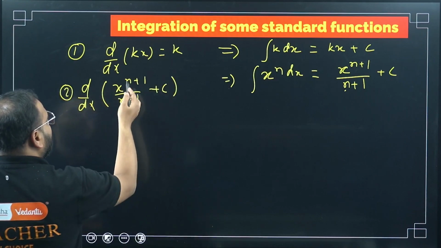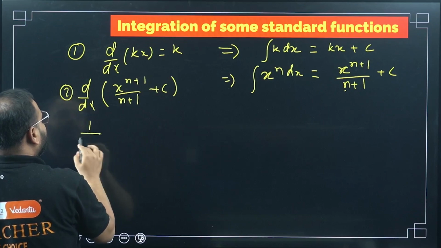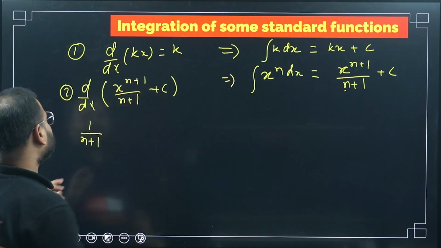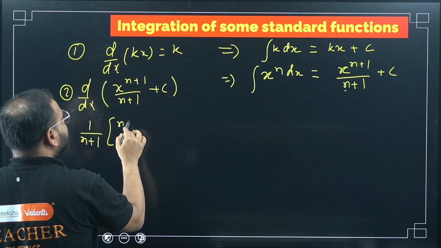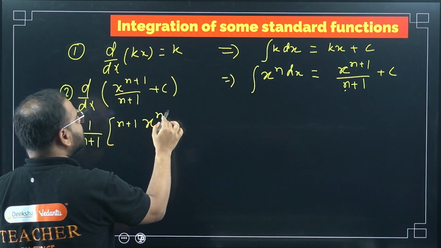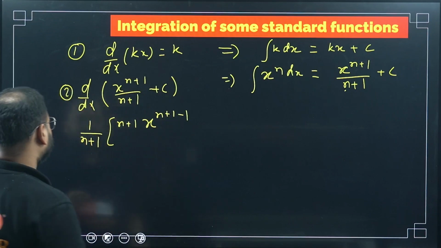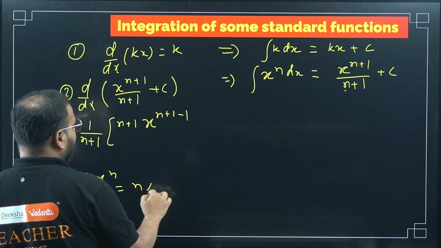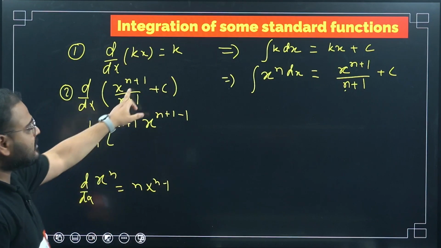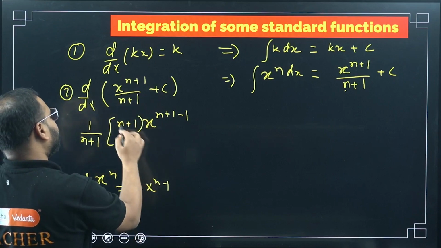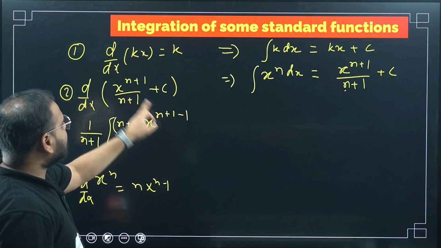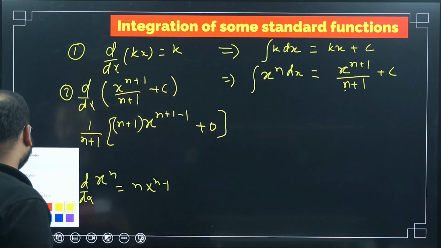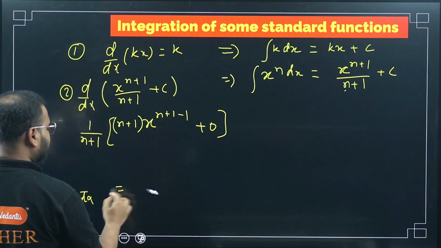Differentiate this. What's the formula? 1 upon n plus 1 is a constant, I'll keep it outside, right? Variable is x to the power n plus 1. What is the differentiation? Remember the formula: differentiation of x power n is n times x power n minus 1. So in this case, n was n plus 1, so I wrote n plus 1 here, and this has x power n plus 1 minus 1. And what about constant c? Simply 0, sir. Yes or no? Let me erase this, not relevant for us right now.